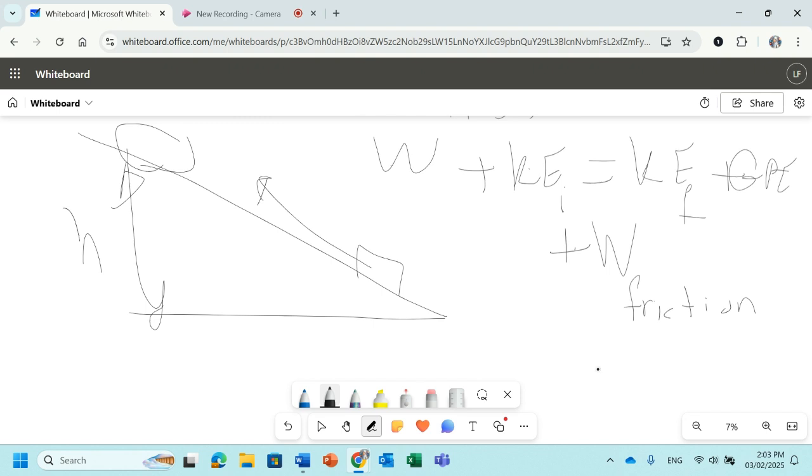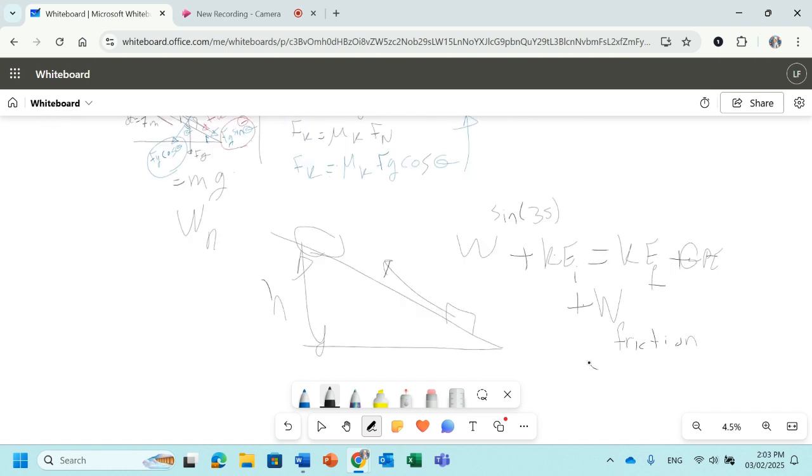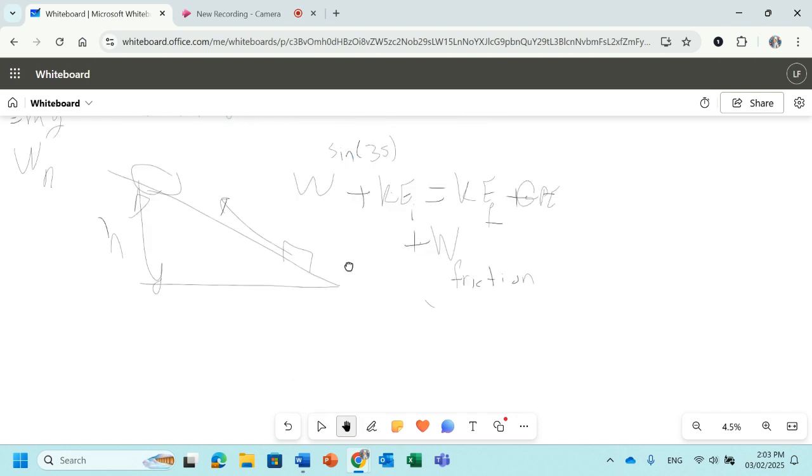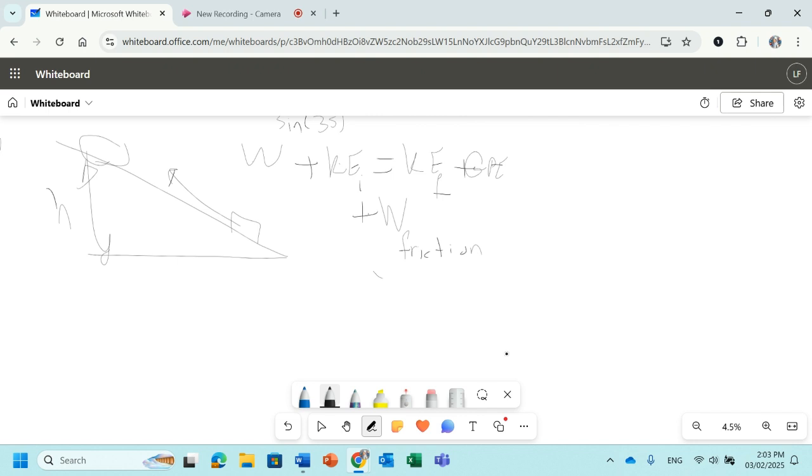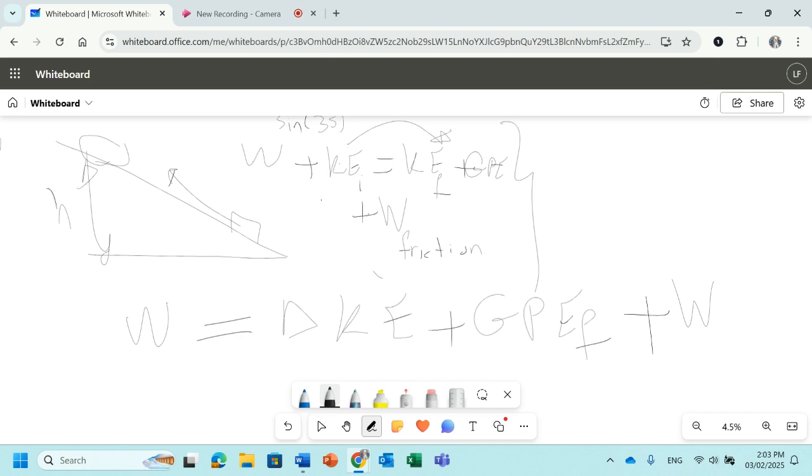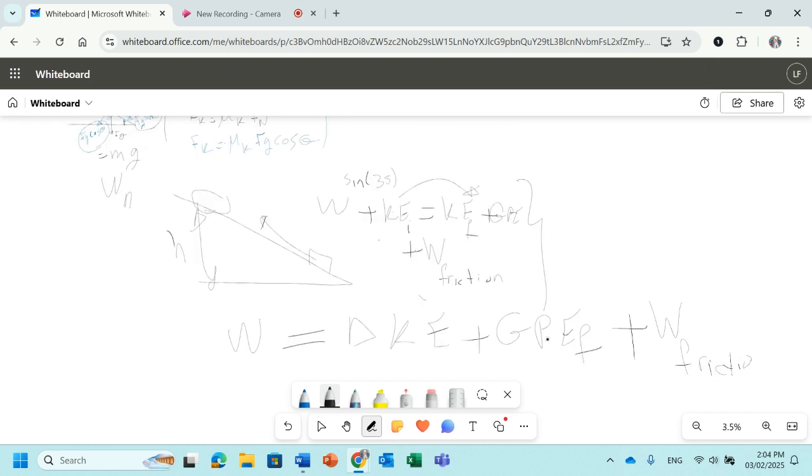If you arrange this equation, you should get W equals kinetic energy initial, take it to the other side, it will be kinetic energy final minus kinetic energy initial. This will be the change in kinetic energy, plus final gravitational potential energy, plus work done due to the friction force. Now the tricky part here is how to calculate the gravitational potential energy.